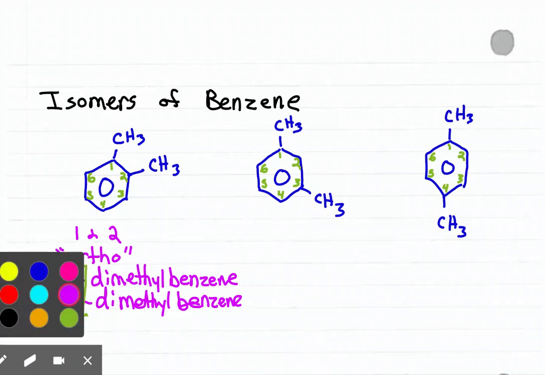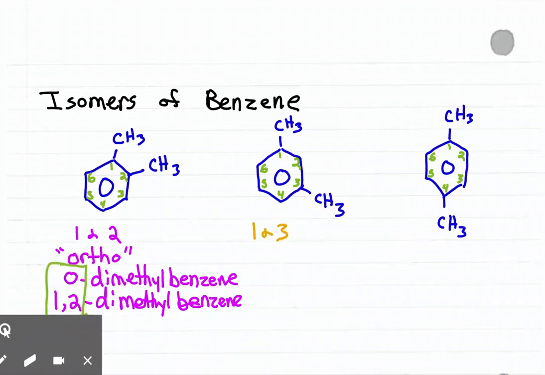If we look at our next isomer, we're going to see that they're on carbons 1 and 3. And when they're on 1 and 3, the prefix that they get is meta. So you might see this being M.